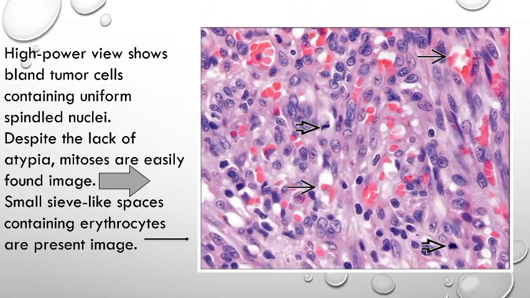In this slide, we can clearly see that the broad arrow represents the bland tumor cells containing uniform spindle nuclei. Despite the lack of atypia, mitoses are easily found. By the narrow arrow, we can see small sieve-like spaces containing erythrocytes.